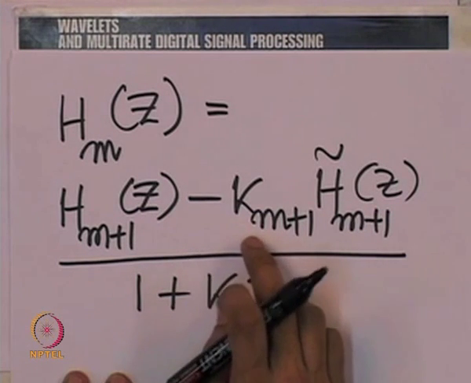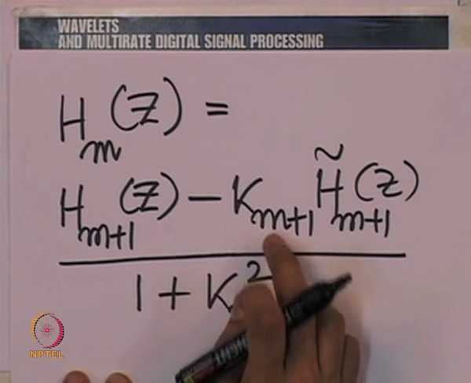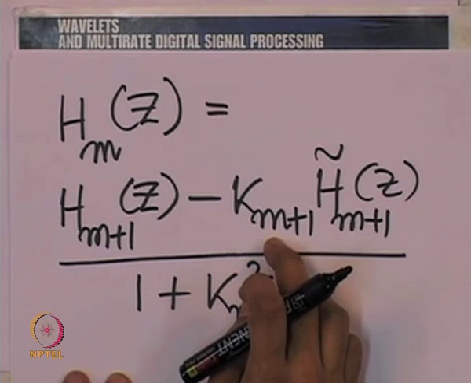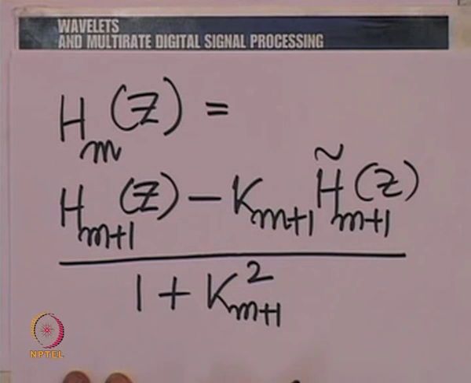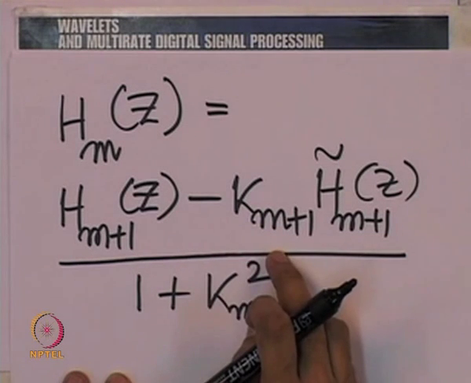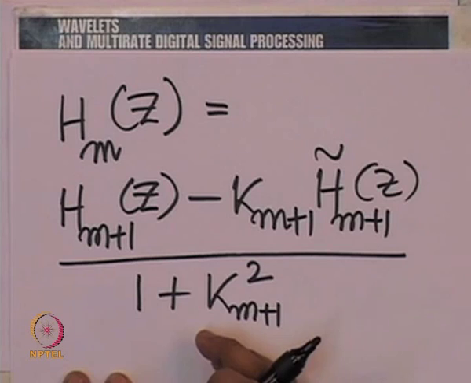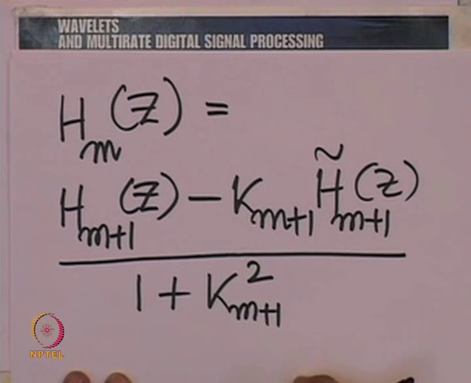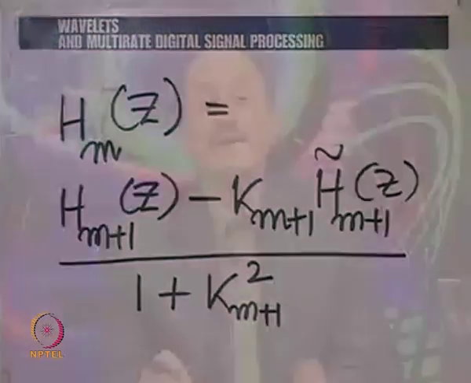But we do not know what KM plus 1 is. We need to reason that out. And that will also require a little bit of reasoning. So, if I knew KM plus 1, this is in fact very easy to compute, and so is the denominator then. So, all that we have to do is to reason out how to find KM plus 1. And in fact, that we shall do by looking back at the forward recursion once again.